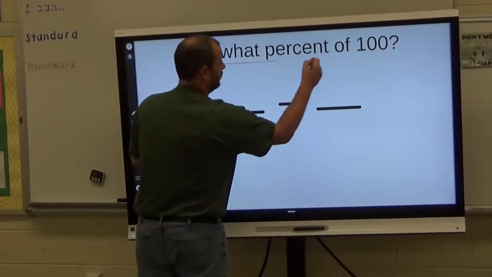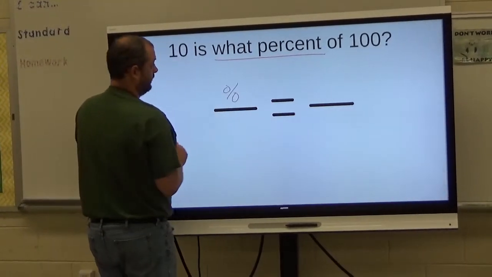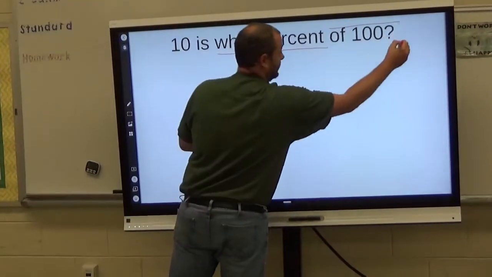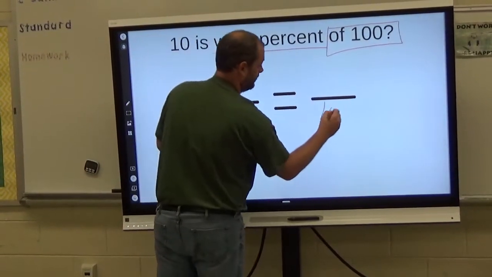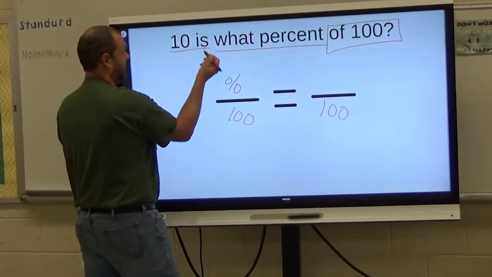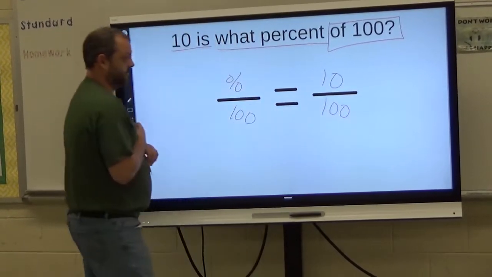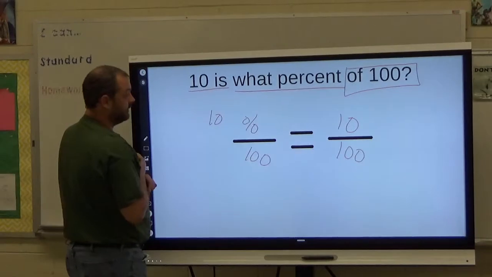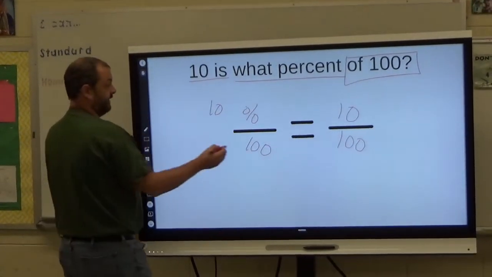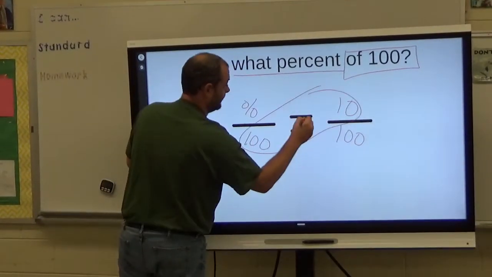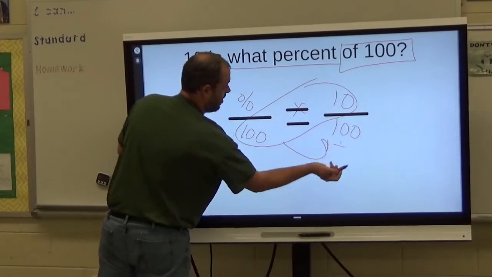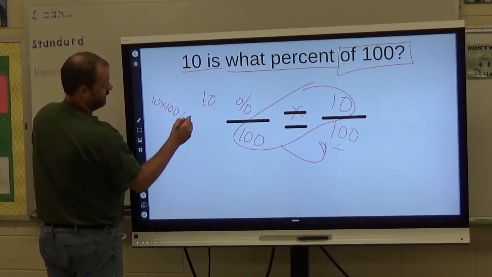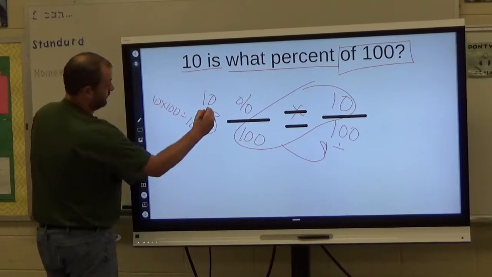Okay, so what percent over 100? Now, it says of 100, bottom left, 10 is. Cross multiply and divide, and you get 10. You should have went 10 times 100 divided by 100 to get your answer.